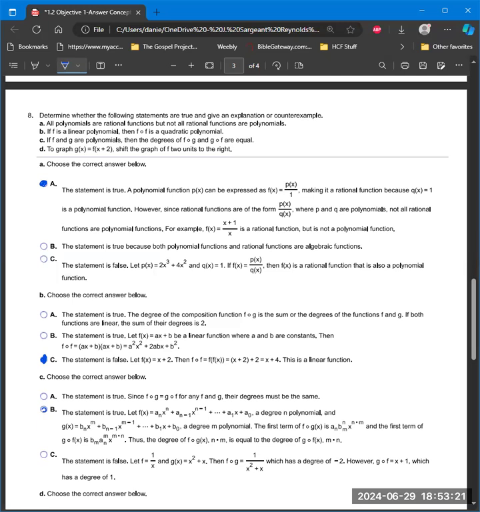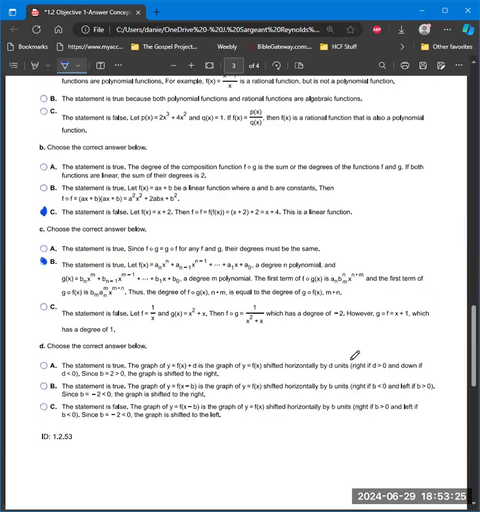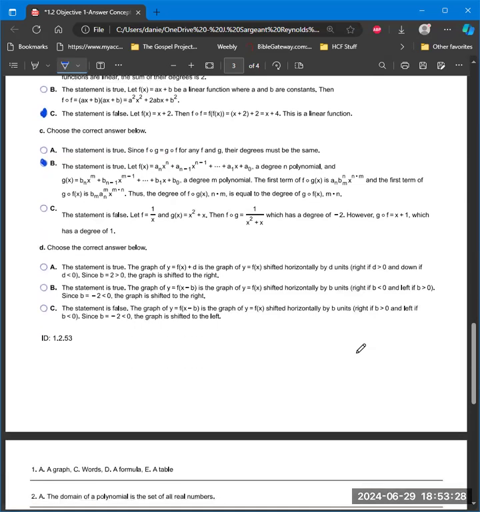So that's B. Long explanation there, but it's important to know that they have to be the same degree when you compose them either way. If you get different degrees for them, then you made a mistake.